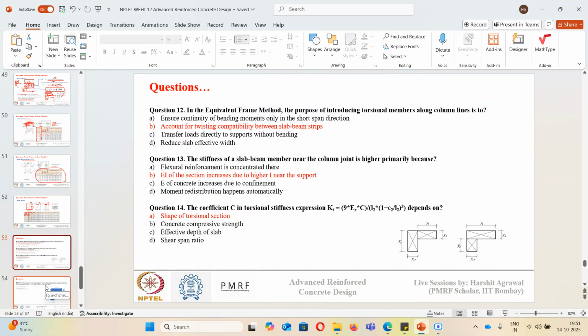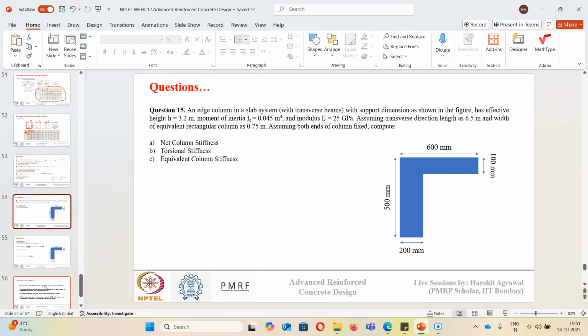Now let's see one simple numerical, how we calculate the equivalent stiffness of column. Okay, so here in this question we have given an H column in a slab with transverse beam with support dimensions given in the question. So this is my column and this is my transverse beam. Okay, and it is an H column.